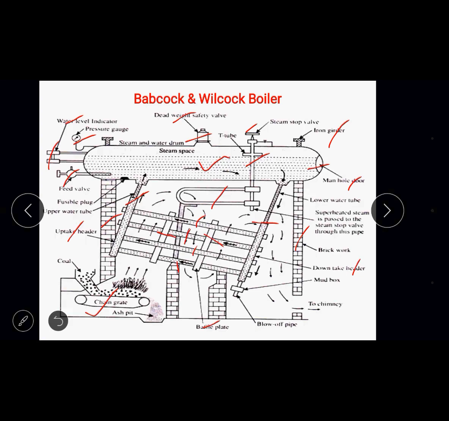So these baffle plates are placed at certain distances on the water tubes. What is the function of these baffle plates? These baffle plates make the hot gases pass over the water tubes, so they help in deflection of hot gases. You can see the hot gases shown with the arrow marks.